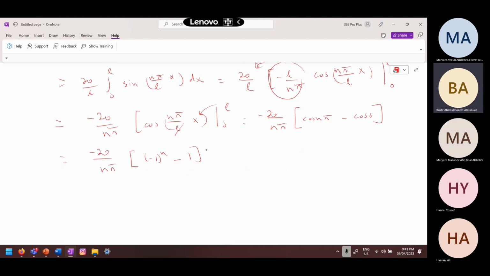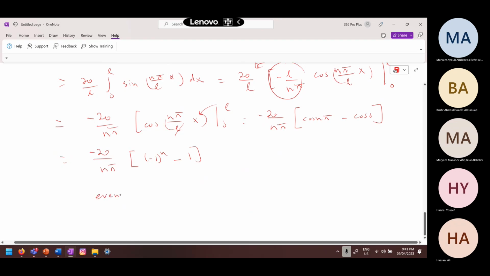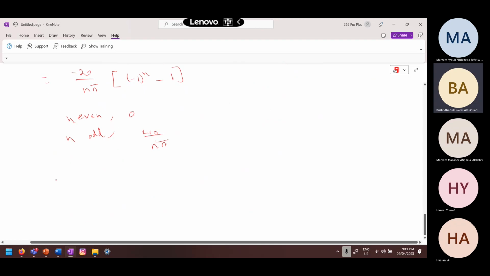Now you need to find the odd and even values, what's called the even and odd test. So if n is even, you will get zero. And if n is odd, you will get 40 over n pi.